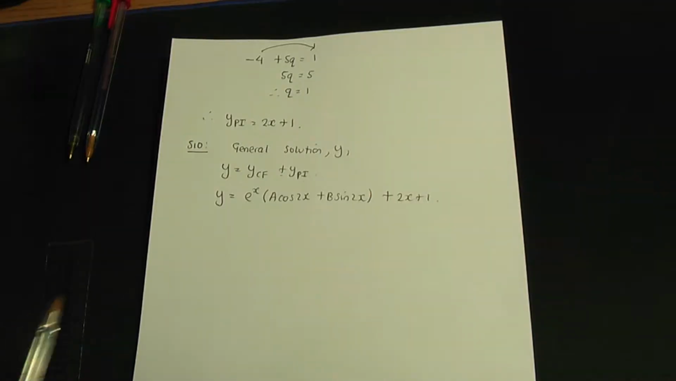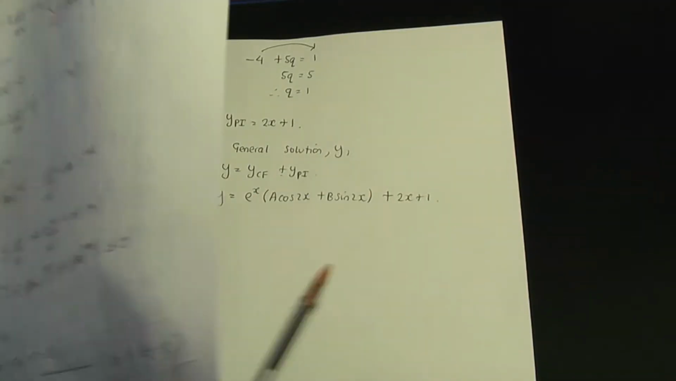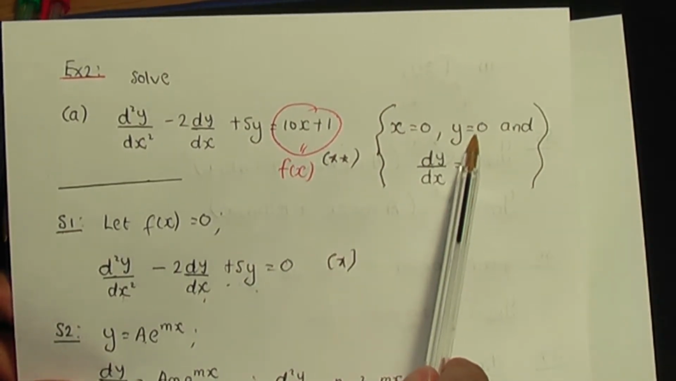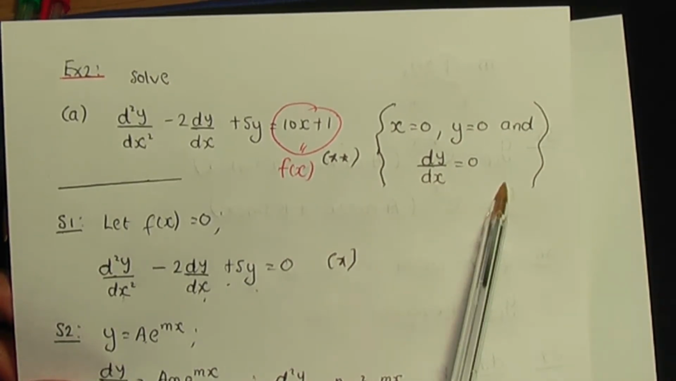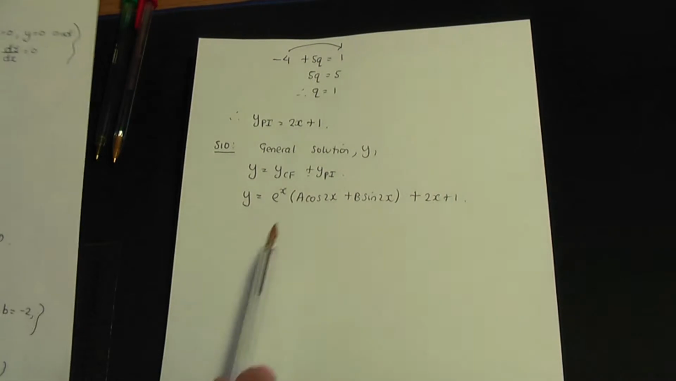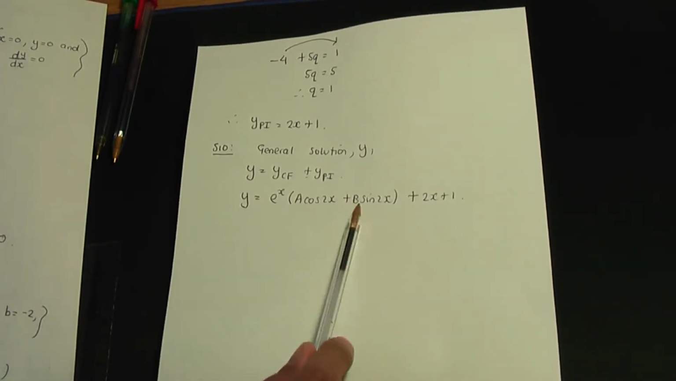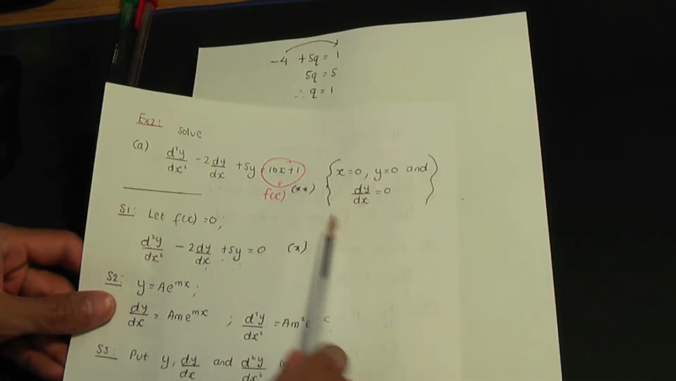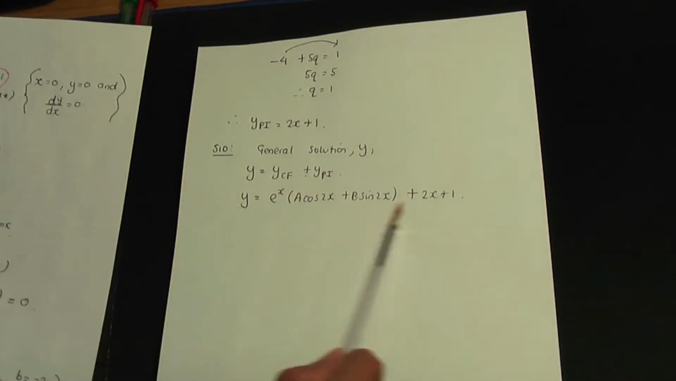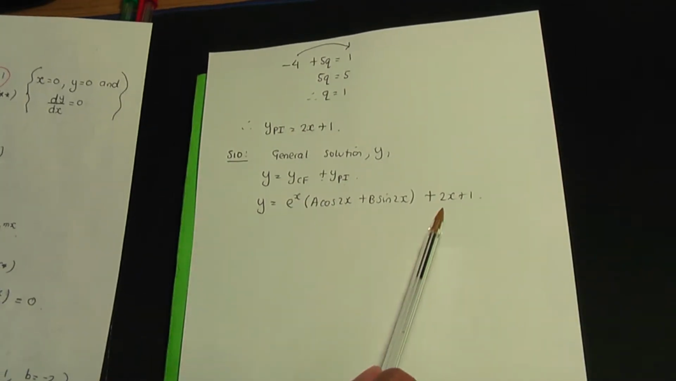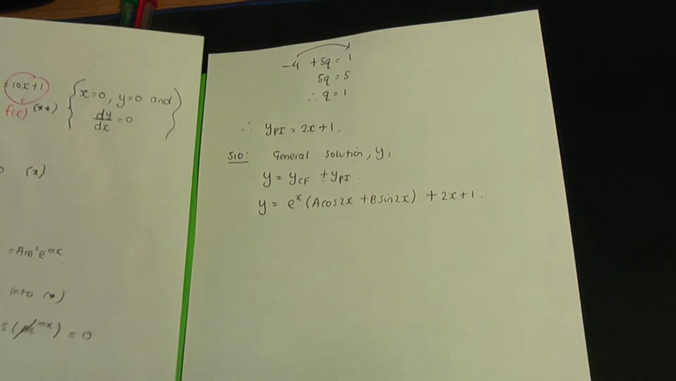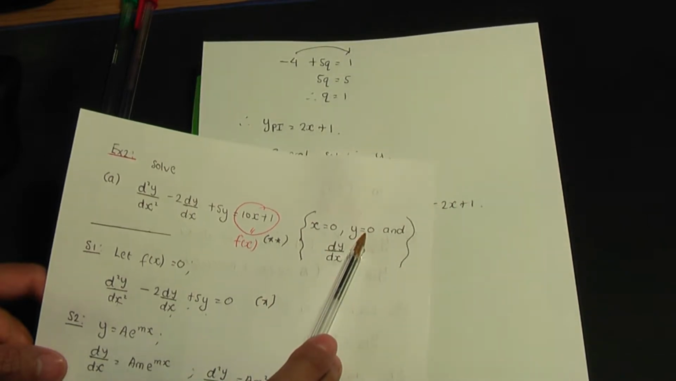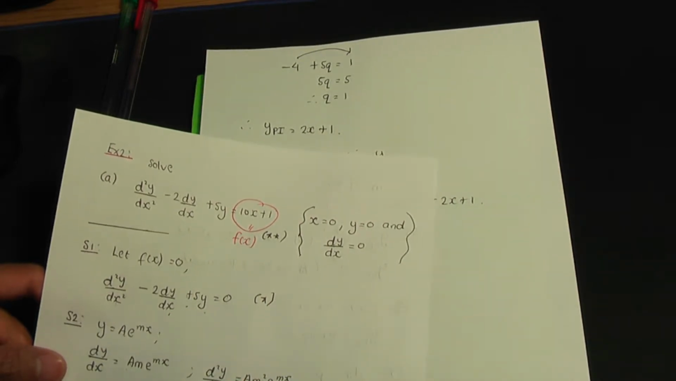Okay, now we've been given some extra conditions. So we've been given these conditions. So when x is 0, y is 0, and dy by dx is 0, these conditions are used to work out the unknown constants a and b, which are part of your general solution. So let me show you how to use these conditions. Okay, so once you get to this stage, so you've done most of the work, it's just a couple of extra steps. So let me start off by substituting x is equal to 0 and y is equal to 0 to get one equation in terms of a and b.